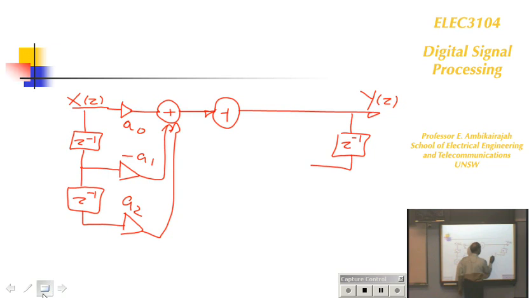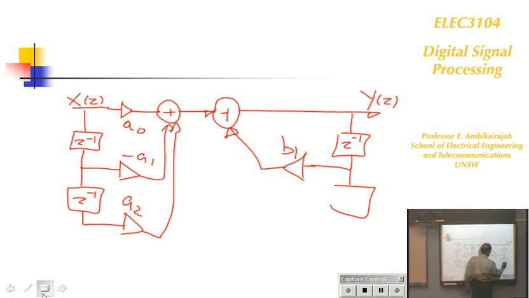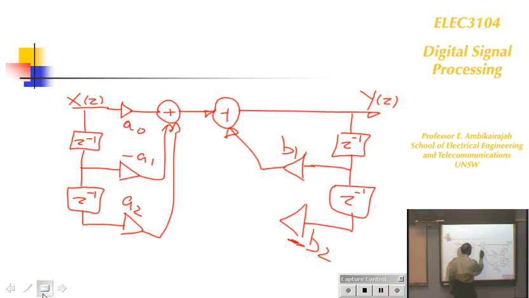And then I delay again here. And then I have got a B2, which is a minus B2, which goes in here. And now you've been asked to draw the transfer function. How do you do the transfer function?